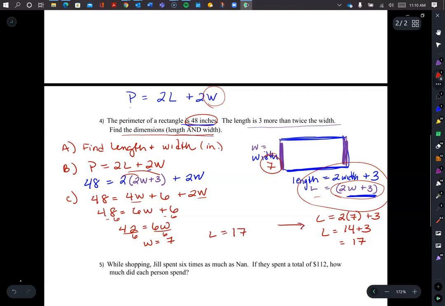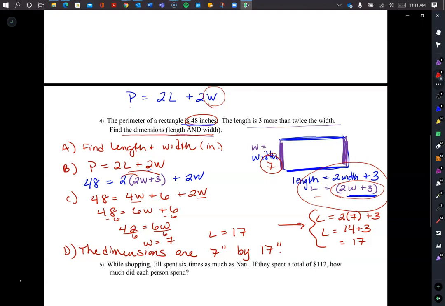And so that's my work over here. Then I can answer in a sentence. I can say the dimensions are 7 inches by 17 inches. And there we have it. So try your best with that type. That's a little bit trickier.